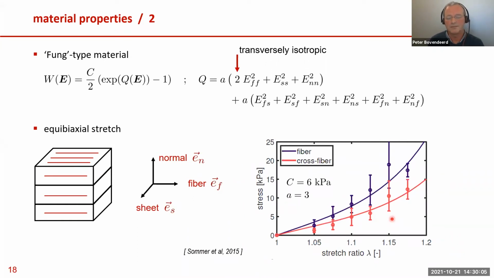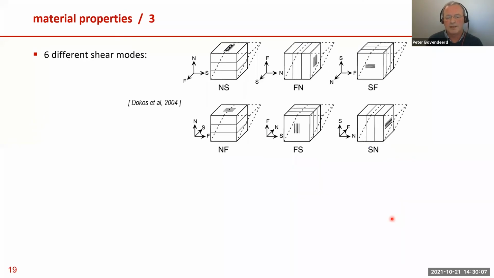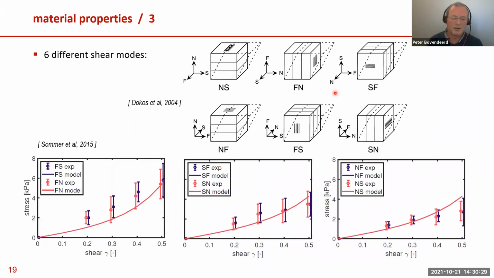experimental findings. More difficult experiments are experiments where we try to measure the shear behavior. In fact, Dokos was the first to present this type of experiments. If you have a block of tissue, you can in the end define 6 different shear modes. And our model, our simple transversely isotropic model, can capture experimental data for all of these shear modes quite well, as you can see from these panels.